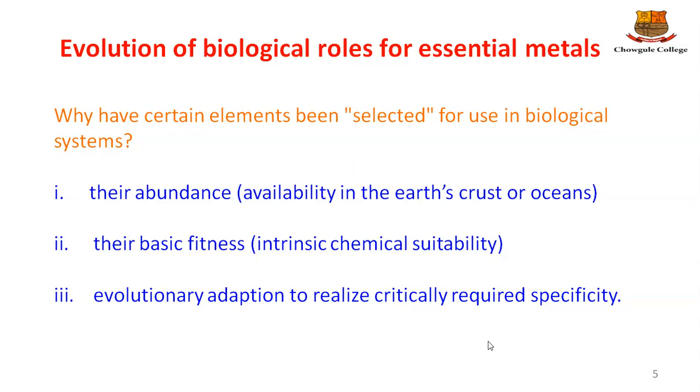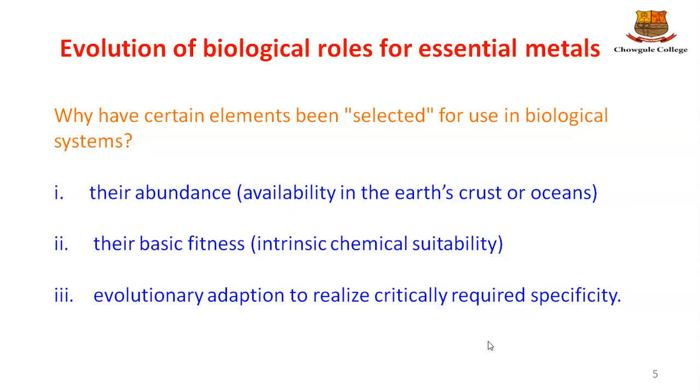Now we see that certain elements are being selected for use in biological systems. Why is that so? Some of the reasons we can think of is maybe due to their natural abundance. That is, the availability in the Earth's crust or oceans is much higher as compared to the other elements. Another reason we can say is the basic fitness, that is, because of the intrinsic chemical suitability. That is, they can readily fit into the biological systems.